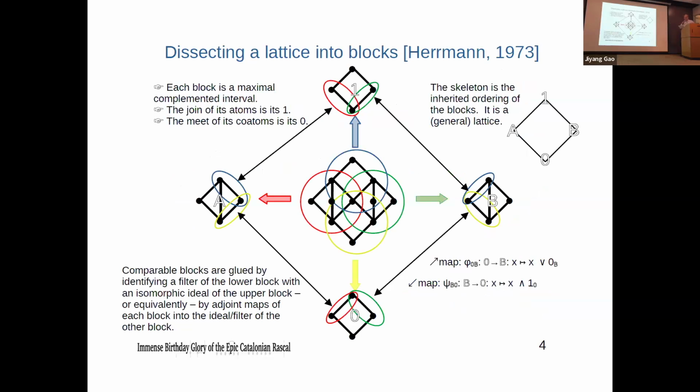The lattice is then characterized by the blocks, the skeleton that orders the blocks, and exactly how each block overlaps with its neighbor blocks, called the gluing. 2 blocks are glued by identifying a filter of the lower block with an isomorphic ideal of the upper block. This identification generates a pair of adjoint maps between the 2 blocks. Typical adjoint maps are shown on the right.